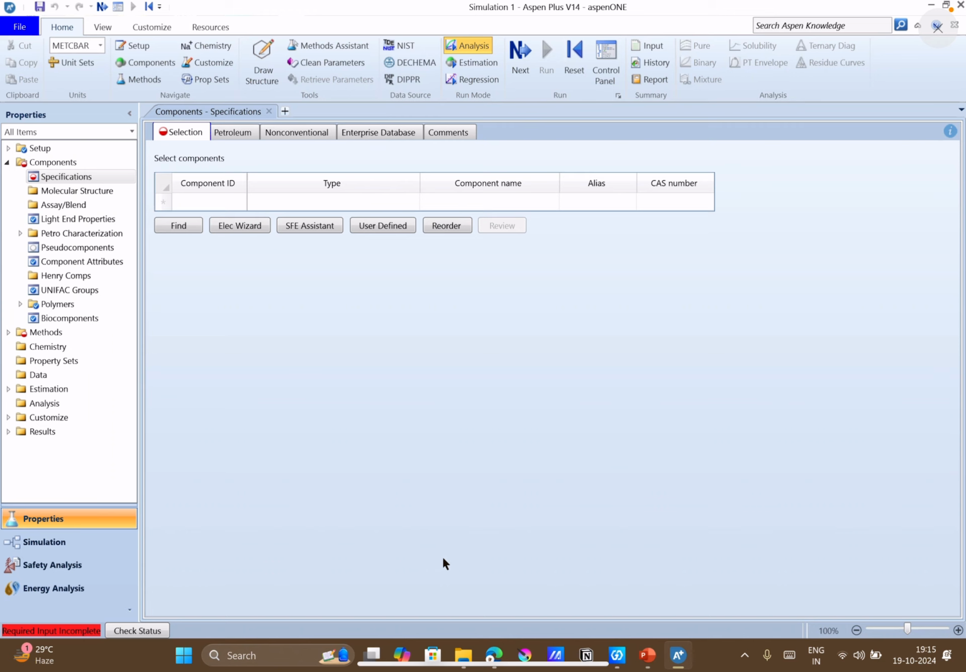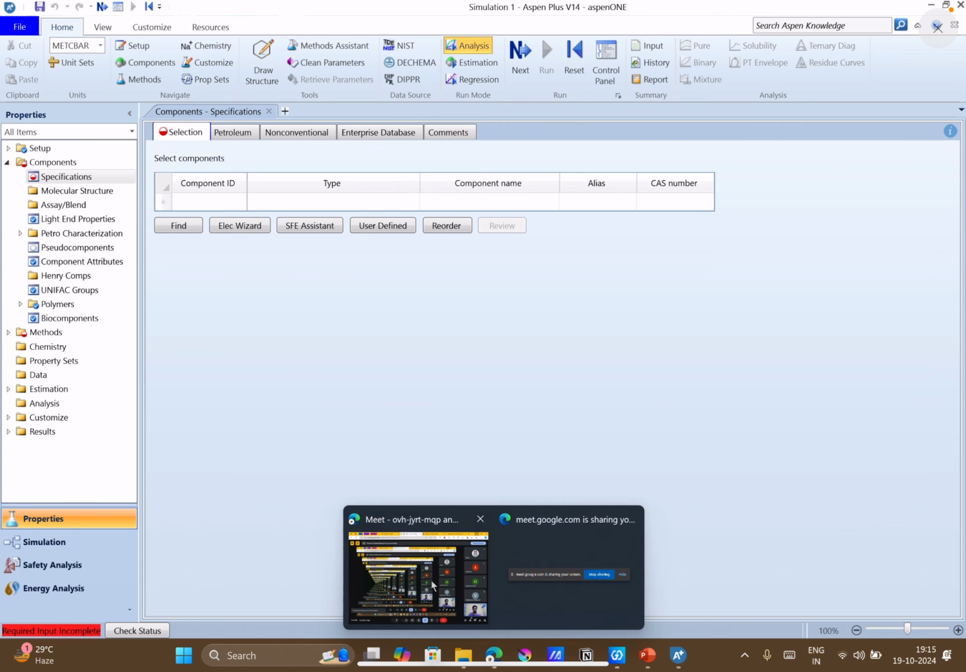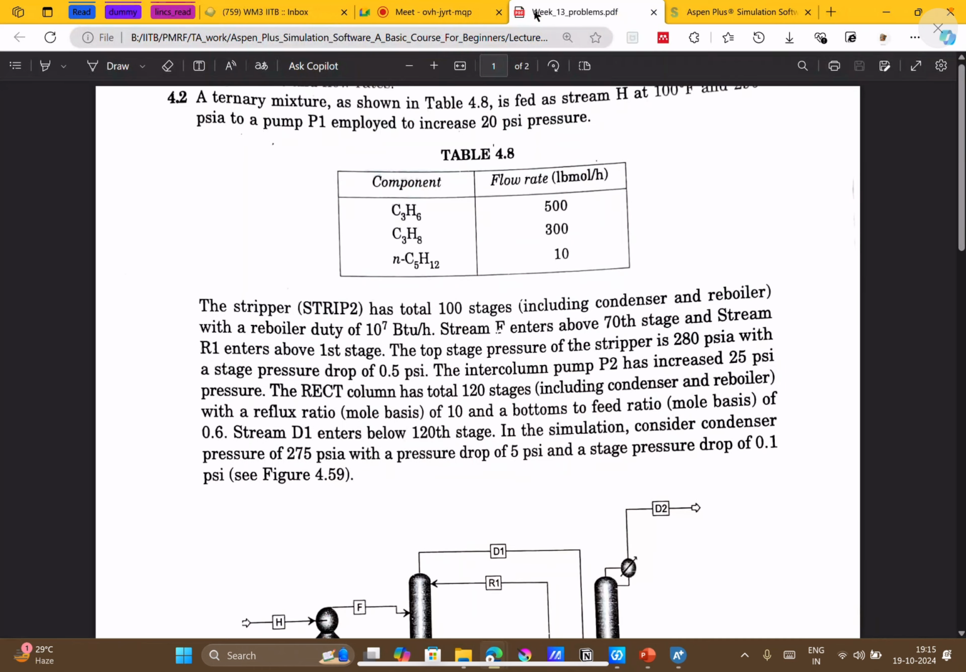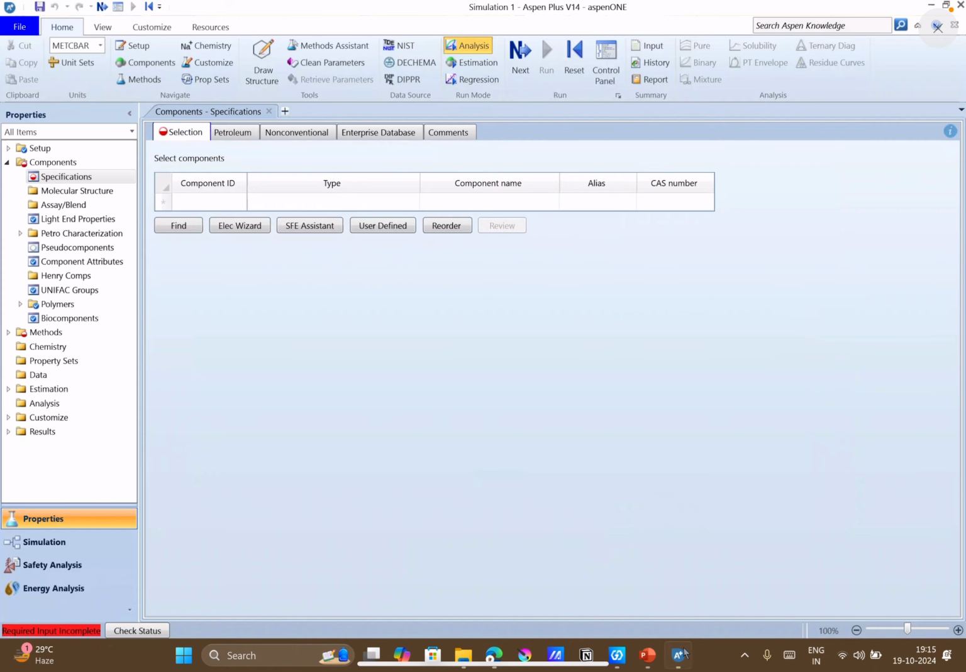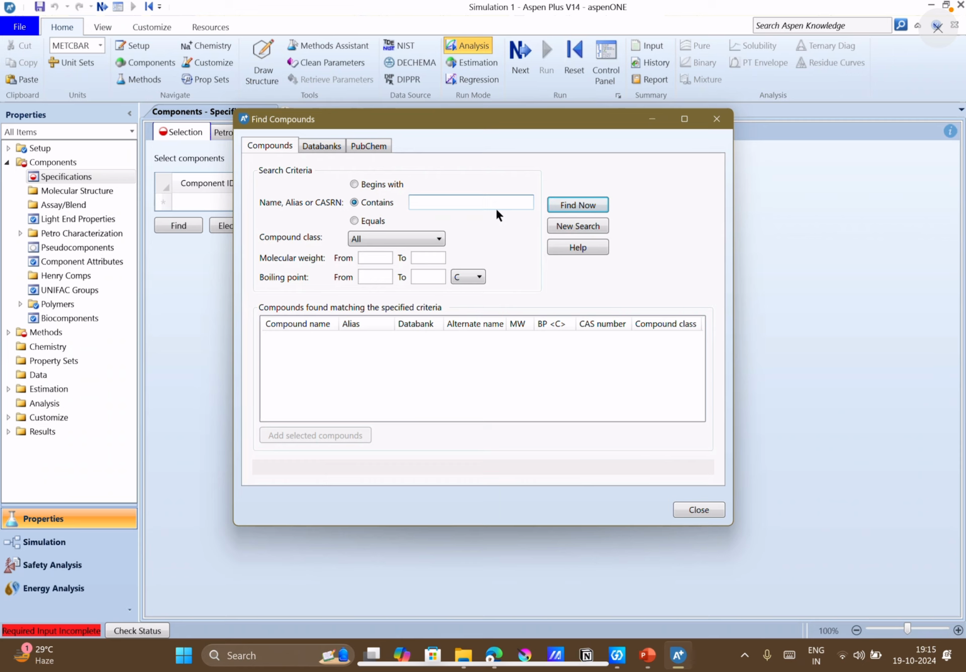Okay, so coming back to our problem statement, we have to do the separation of a propylene propane mixture, where we have pentane present as an inert. So let's add our components. First we have propane. Search for propane.